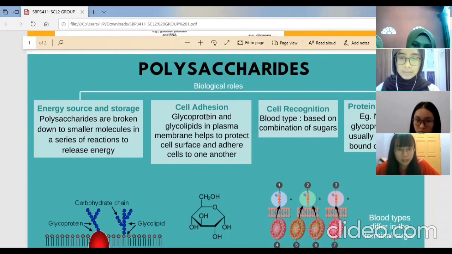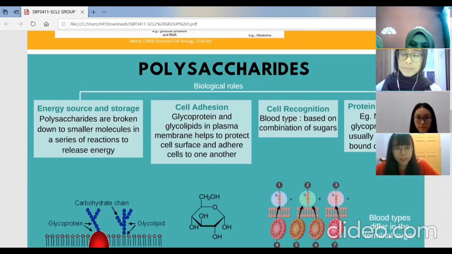Second, cell adhesion. Polysaccharides become glycoconjugates when they become covalently bonded to proteins or lipids. And glycoproteins and glycolipids in the plasma membrane help to protect the cell surface and adhere to one another. They can be used to send signals between and within cells also. The example of a glycoprotein is fibronectin that we have learned in the cell matrix interaction.